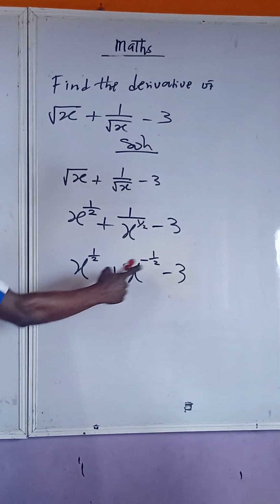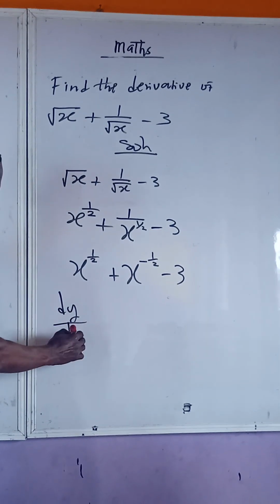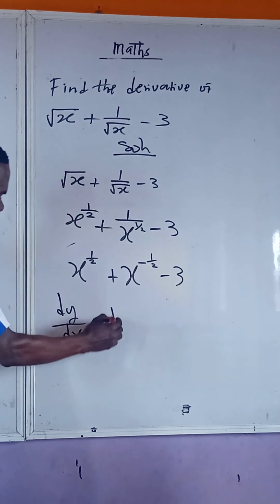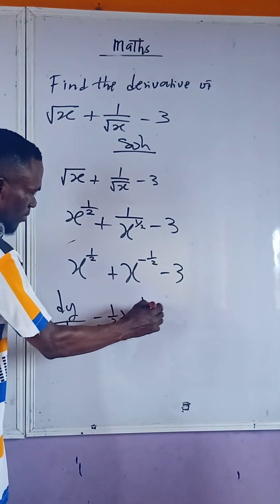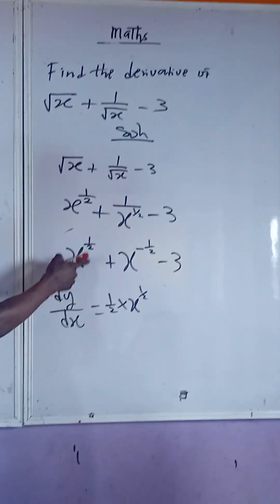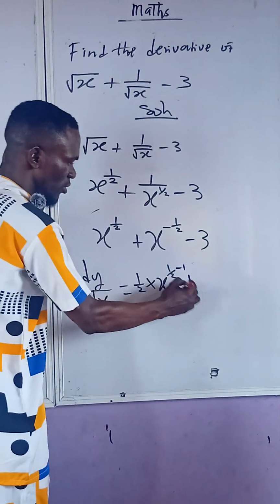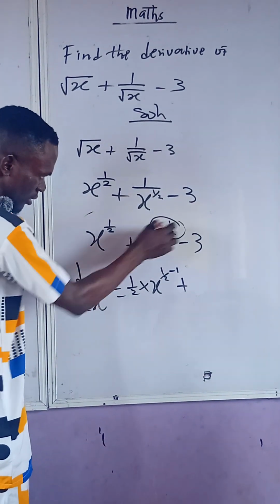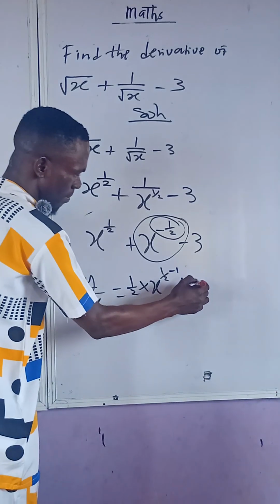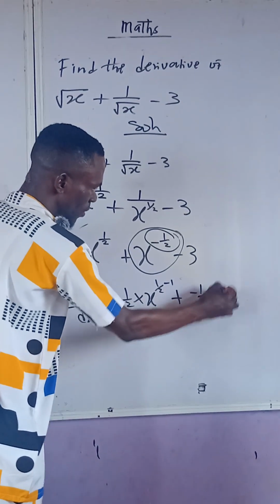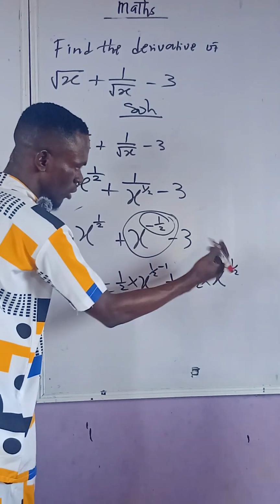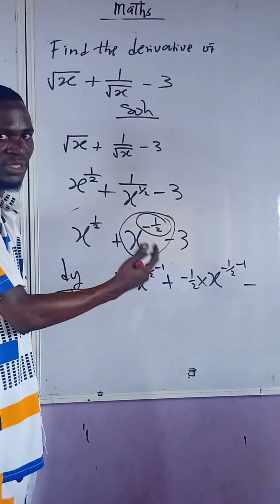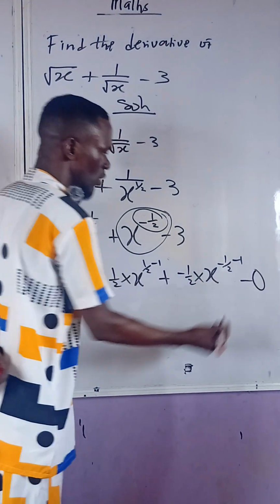Now you can differentiate what you have in this place. That will be dy over dx equals, multiply this 1 over 2 by the old term, which is 1 over 2 times x raised to the power of 1 over 2, then reduce the power by 1, which is minus 1. Then plus this minus 1 over 2, again multiply by the old term in this place, that is minus 1 over 2 times x to the power of minus 1 over 2, then don't forget to put your minus 1. Then the minus 3 decreases to 0 because it is a constant term, it does not have any letter, so it becomes 0.